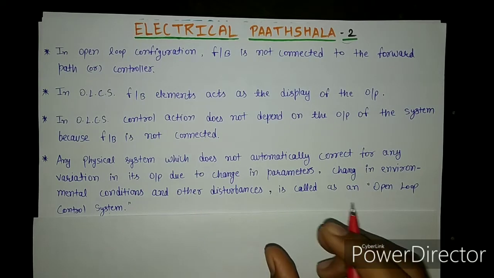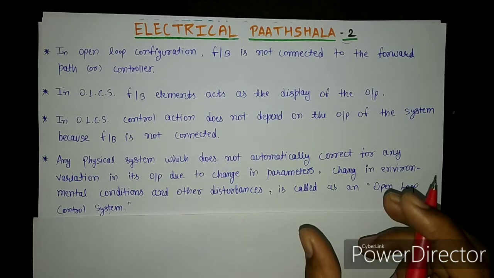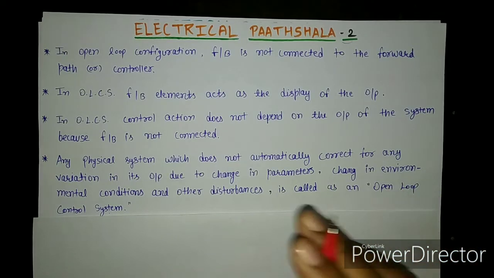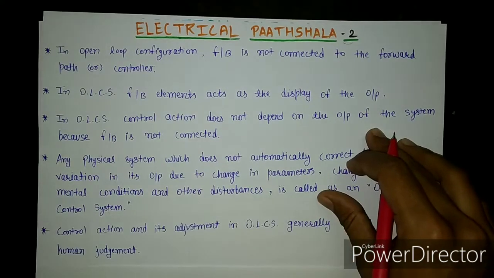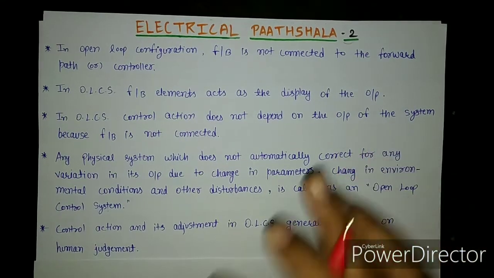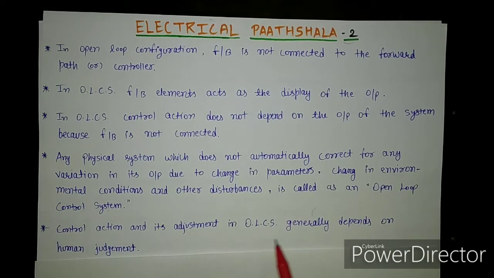It means that if the output of the open loop control system deviates from its desired value, then the open loop control system is not capable of bringing it back to its original value. So open loop control systems are not automatic control systems. The last point is that control action and its adjustment in open loop control systems generally depends on human judgment because feedback is not there.